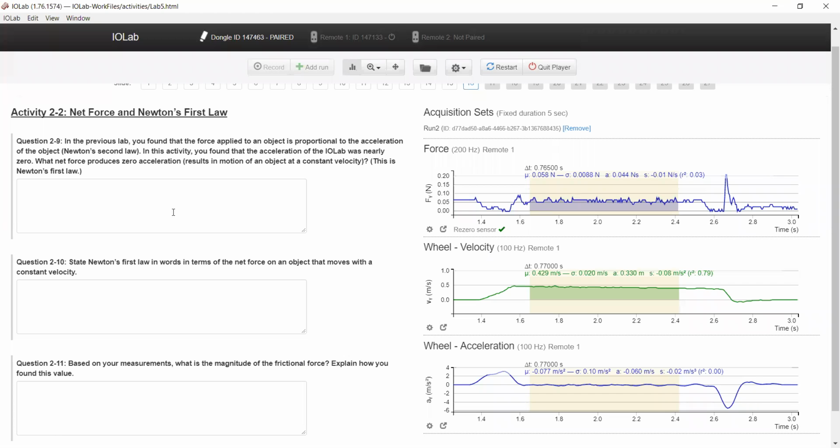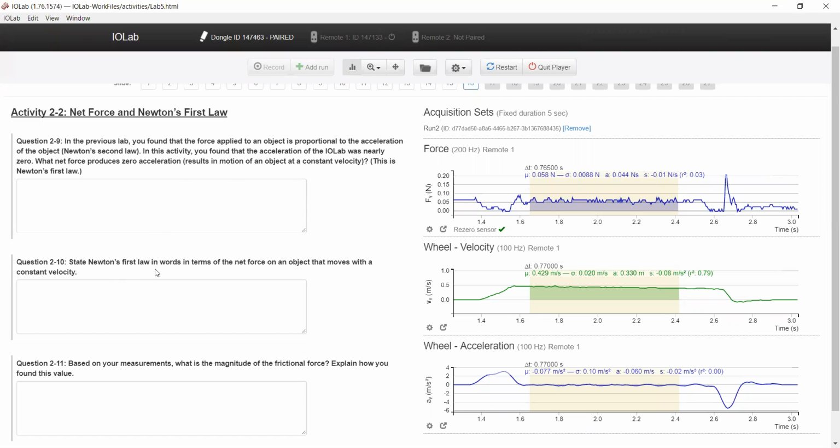Okay, more analysis based on the graph. In the previous slides, we found that force applied to an object is proportional to the acceleration of the object. We did that, yeah, Newton's second law. In this activity, you found that acceleration of the object was nearly zero. What net force produces zero acceleration? So we already said it has to be zero, yeah. So you may go ahead, write your answer.